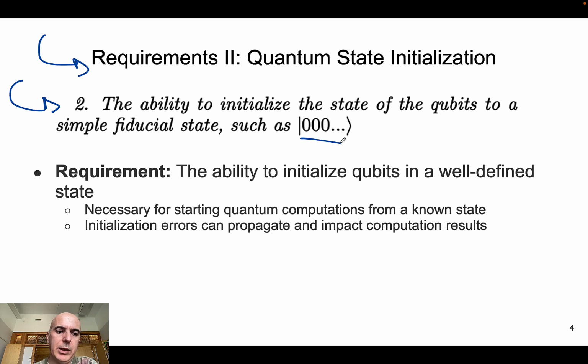And why is this important? Well, this is important because initialization errors can propagate through the quantum computation. So the initialization errors will necessarily impact the computation results.